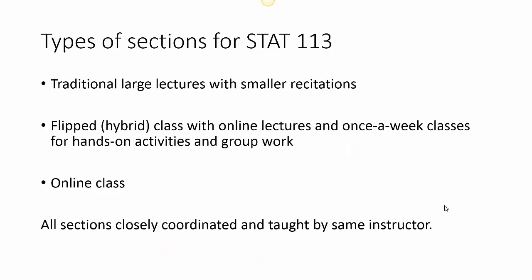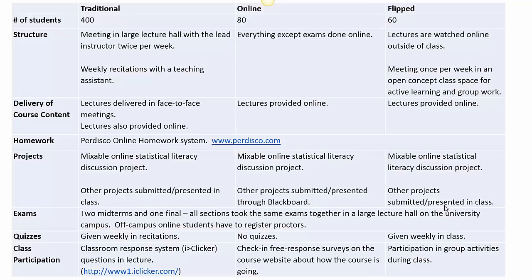So we have traditional large lectures that meet twice a week in one of those large lecture halls with smaller recitations with TAs once a week. We have a flipped or hybrid class with online lectures and once a week class meetings where we do hands-on activities or group work, and we have a fully online class. And all the sections are closely coordinated with the same schedule, the same assignments, the same exams, and they're all taught by me. So here's an outline of exactly how the courses are spread out.